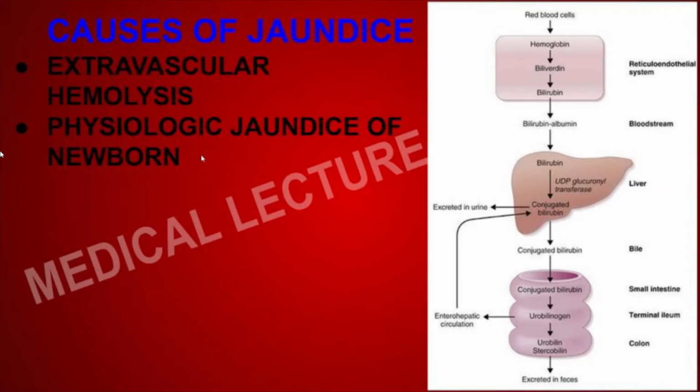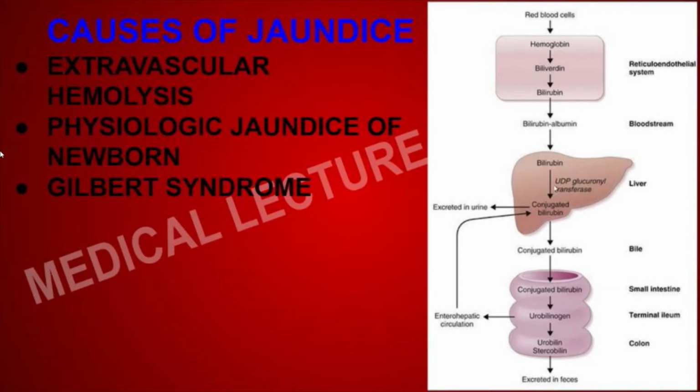Also, kernicterus is seen over here. The next is the Gilbert syndrome. Over here it is an autosomal recessive disorder, and because of this, the UDP glucuronide transferase enzyme activity is reduced, leading to increment in the, again, unconjugated bilirubin.